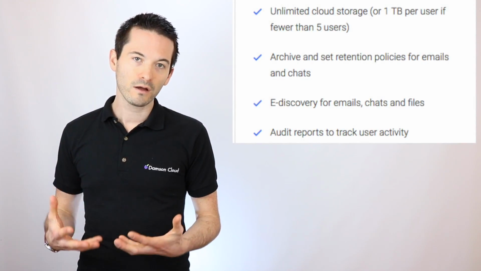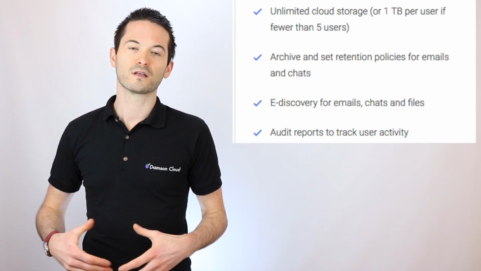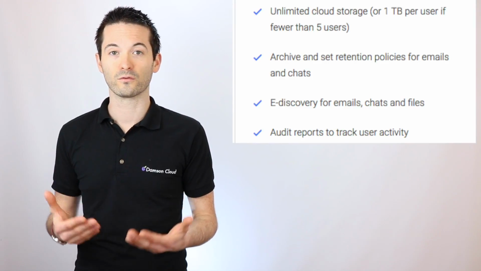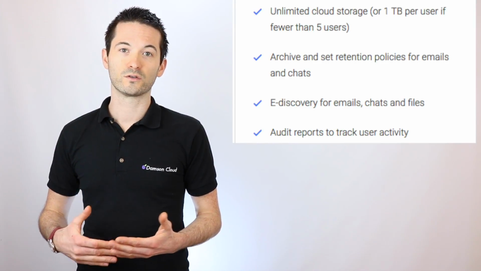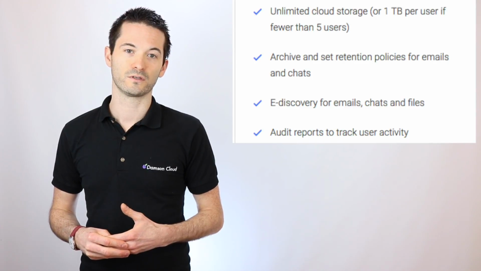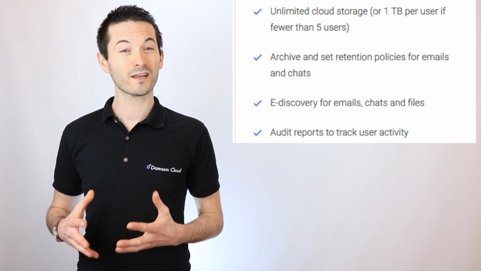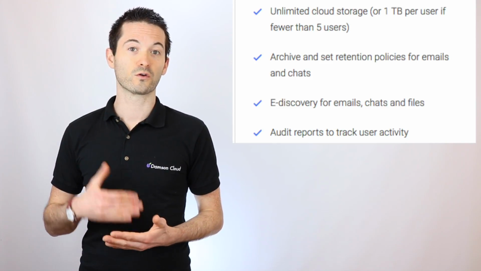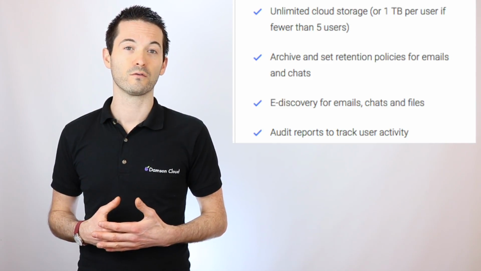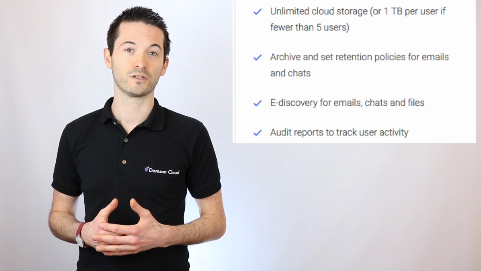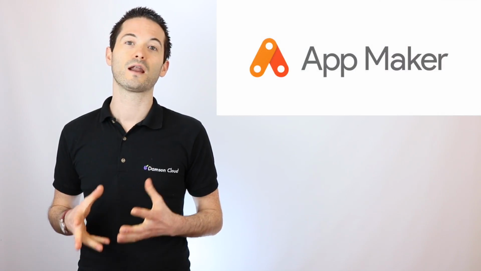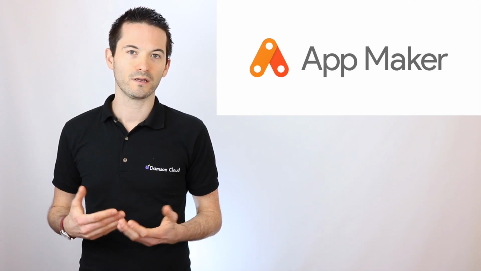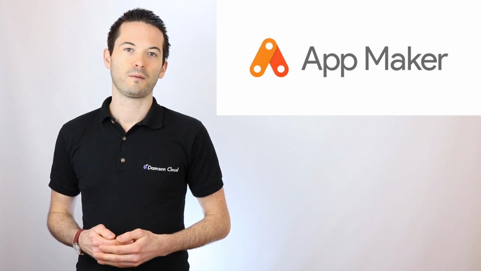Google Vault is a compliance tool within the Google Suite that keeps a copy of all of the emails sent in and out of the organization and on the record chats, and also allows you to run reports on Google Drive documentation as well. You also get unlimited storage, which is pretty impressive. And this is one of the core reasons that a lot of organizations will upgrade to G Suite Business. And finally, you get a product called App Maker that Google launched last year that allows you to quickly or rapidly develop your own custom applications.